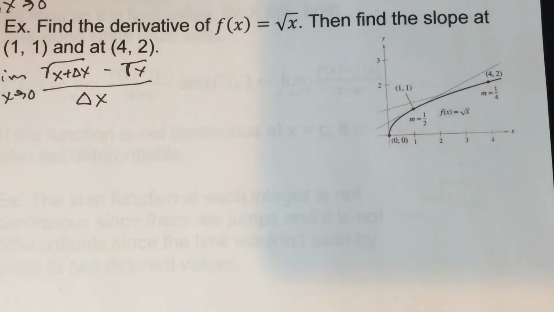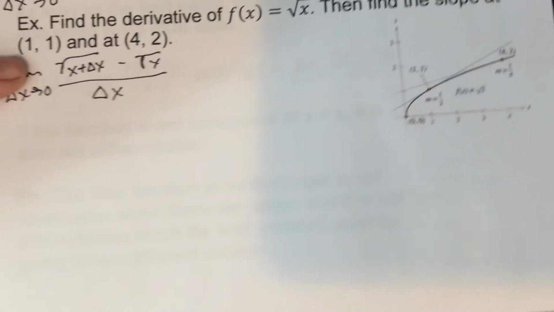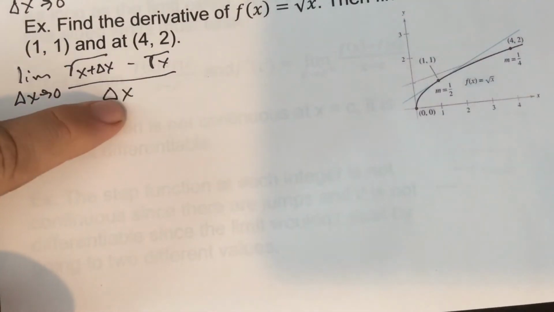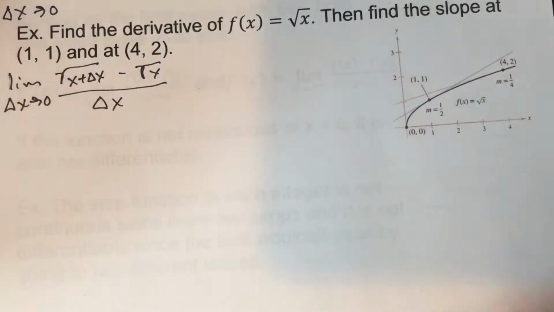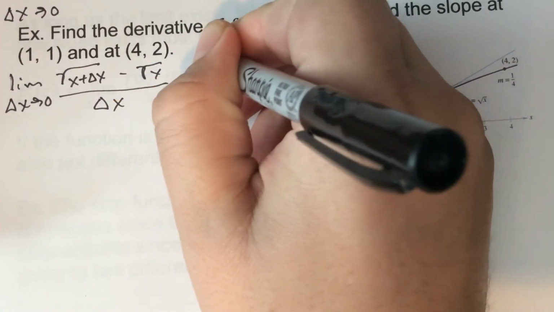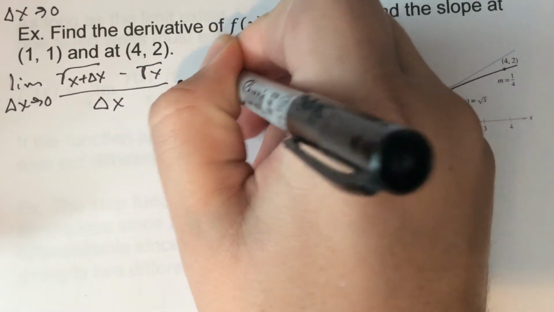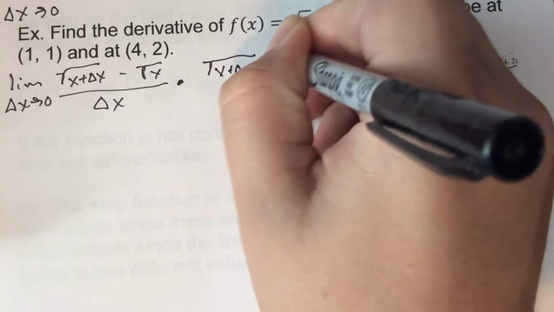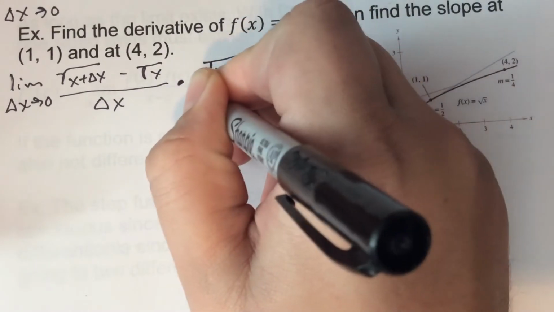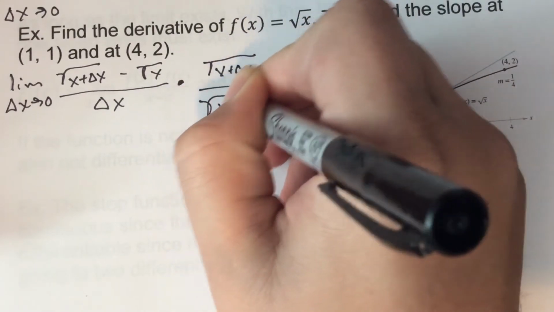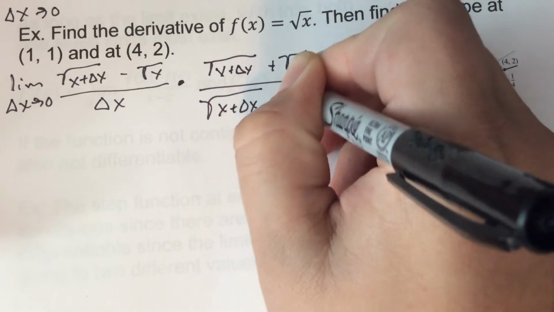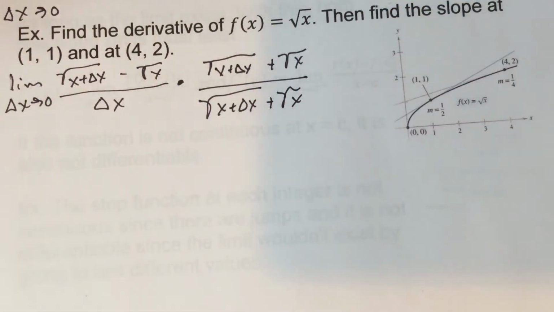So right now we can't do a whole lot because our change of x is going to 0, we can't cancel it on the bottom, so that's going to make the bottom be 0. So we're going to have to rationalize this. So we're going to times by its conjugate, square root of x plus change of x plus the square root of x, over square root of x plus change of x plus square root of x. We did that in the past when we were rationalizing the denominator or numerator. Remember, when it's 2 terms, we have to do the conjugate that we're going to times by.